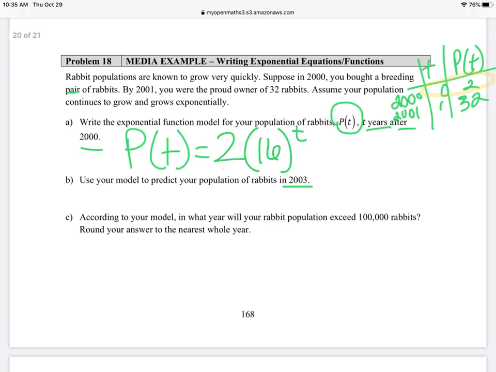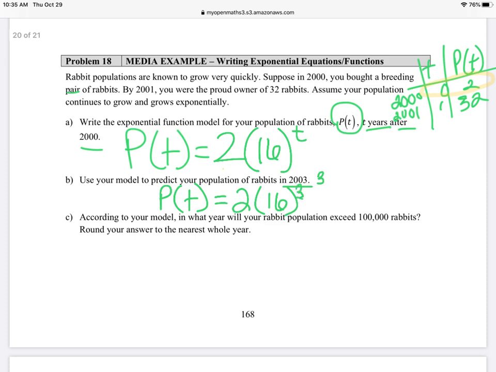Well, if t represents years, I know 2003 is going to have something to do with the t. But remember, it's years after 2000. So 2003 is 3 years after 2000. So I'm going to plug a 3 in for t. So I'm going to solve this as P of t equals 2 times 16 to the 3rd.